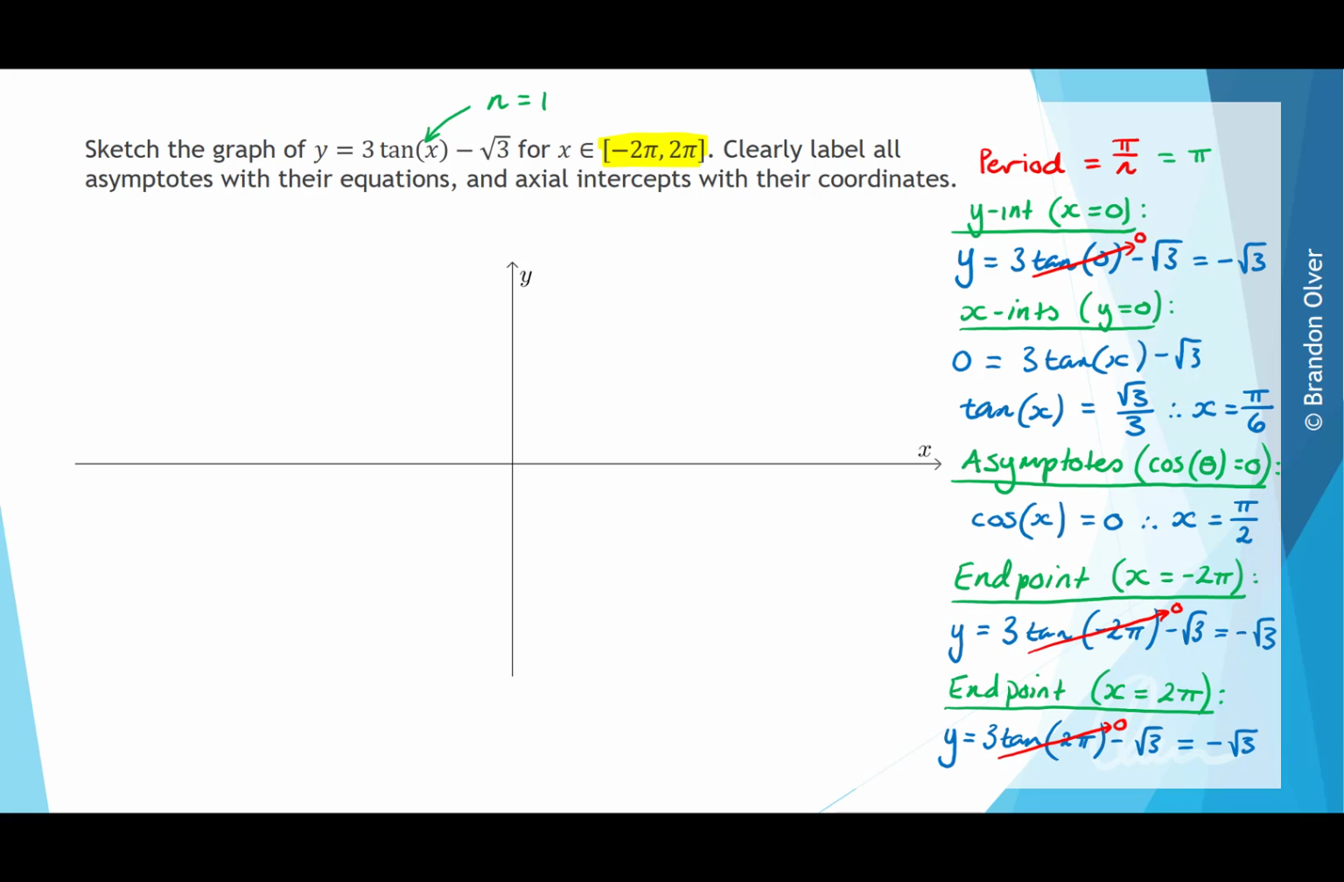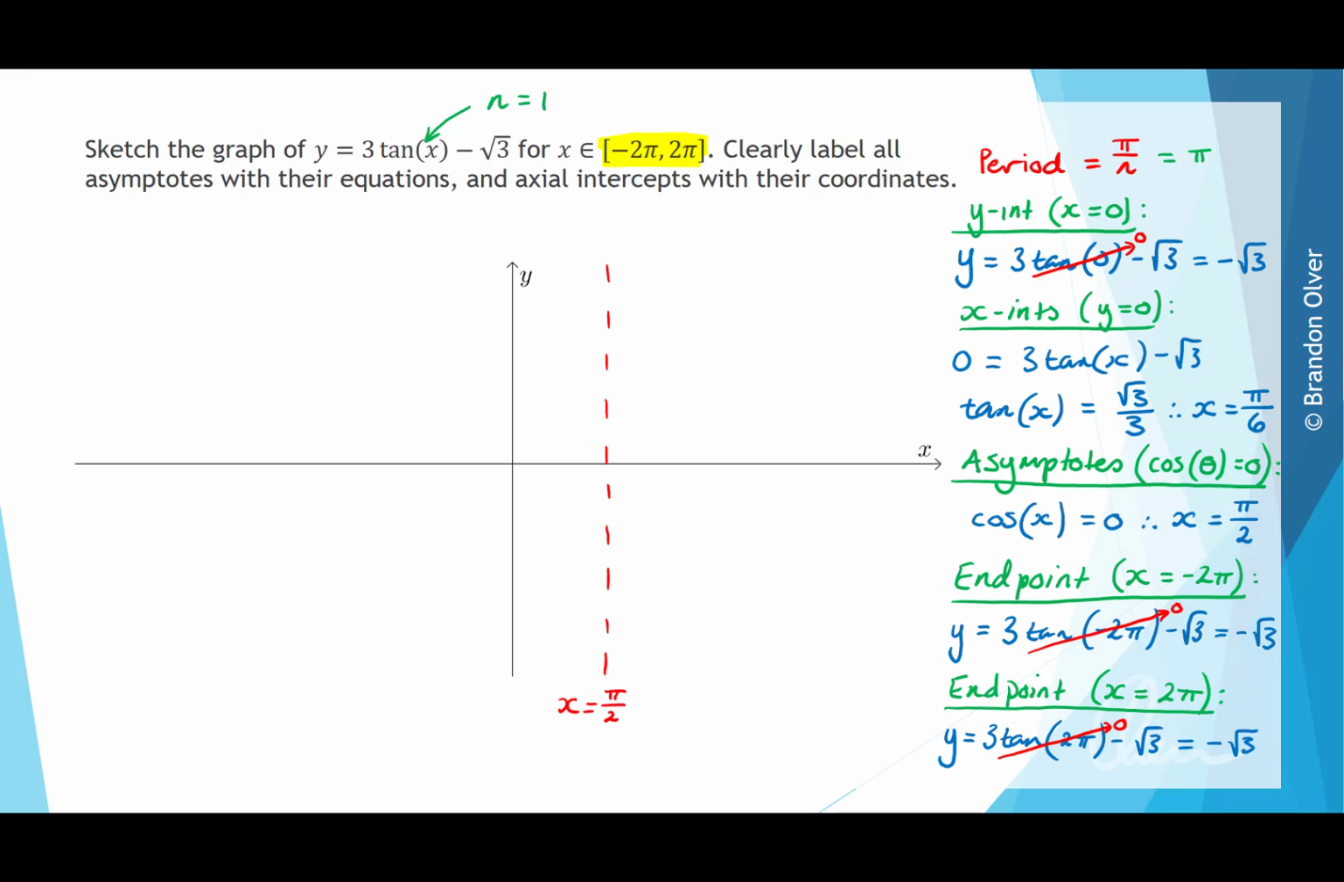So now that we've found all this information down the right hand side, we can use it to form a graph. The first thing I'm going to put on is the asymptotes. We know that the first asymptote occurs at x equals pi on 2, which is somewhere around here. So we draw our asymptote on as a straight vertical dotted line, and that is going to have the equation x is equal to pi over 2.